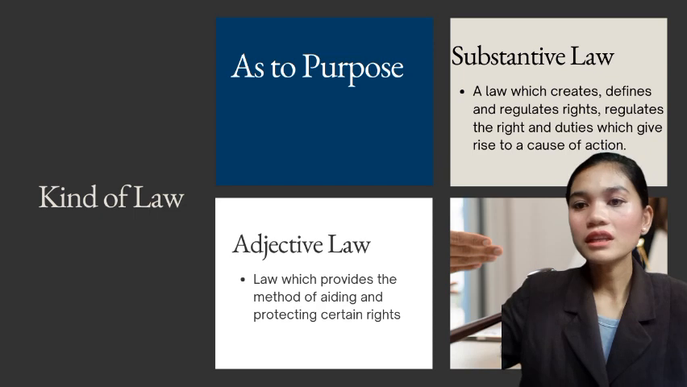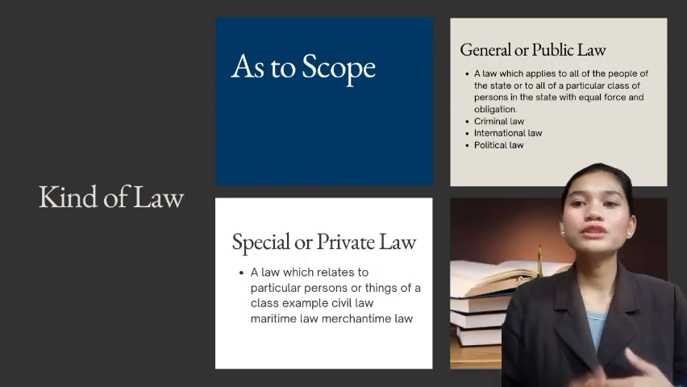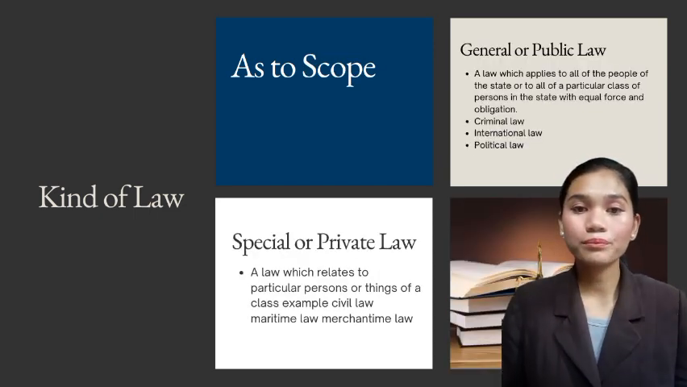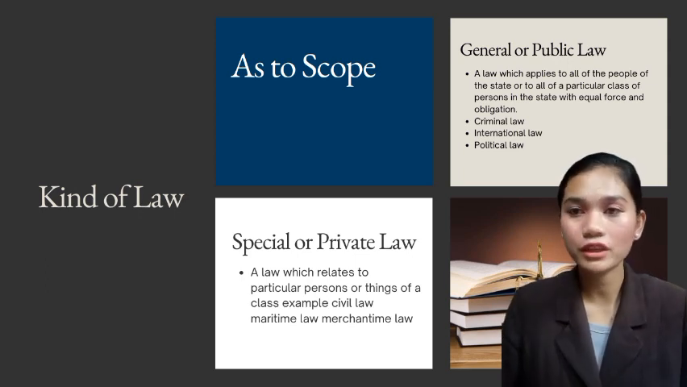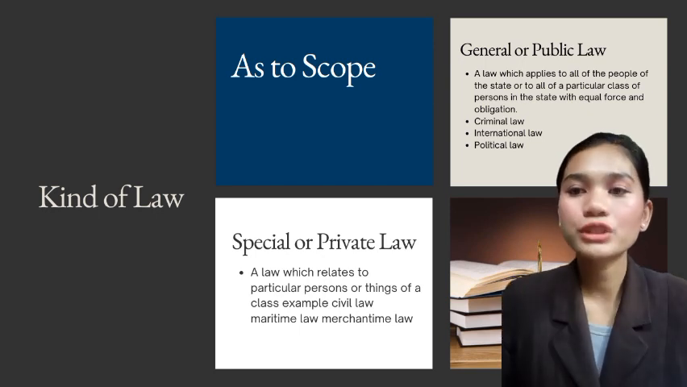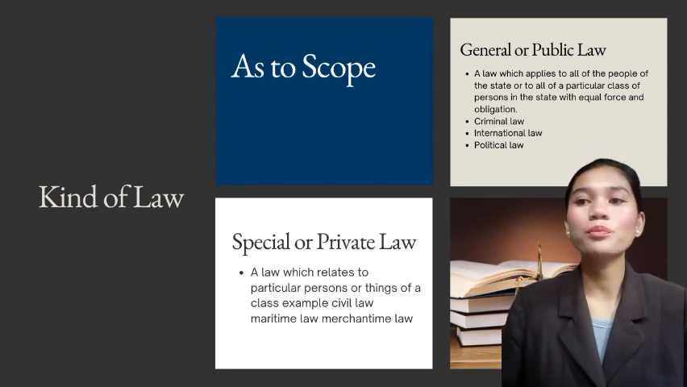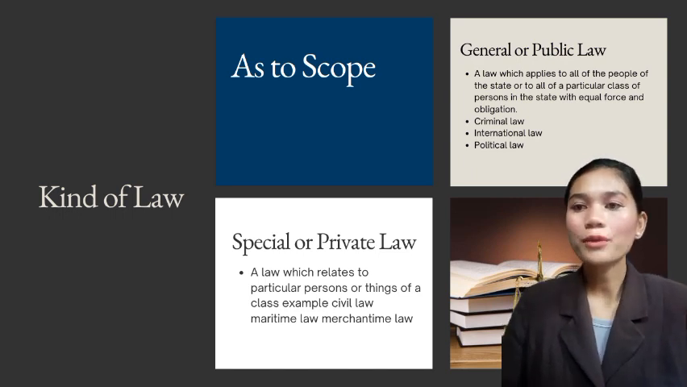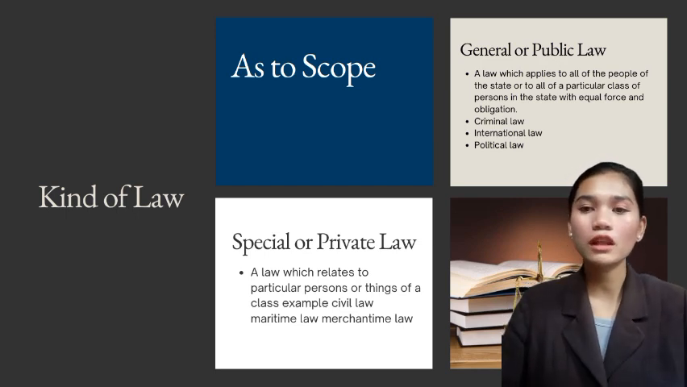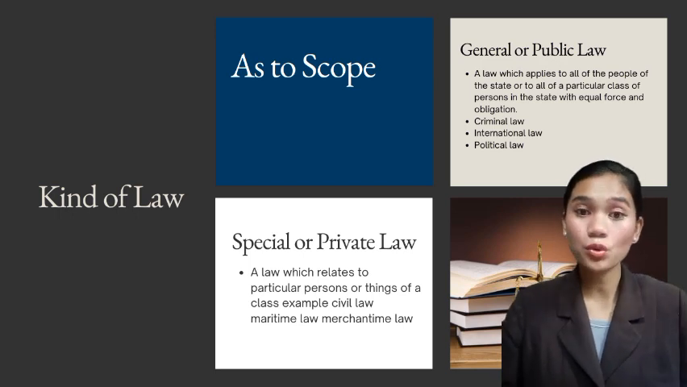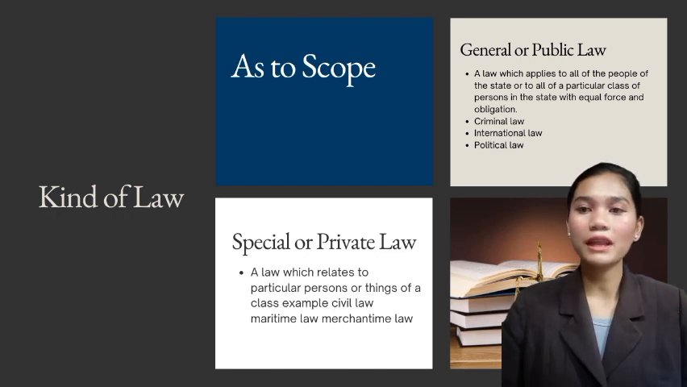Then let's go to the scope. It has two categories, the general or public law and the special or private law. First, we have the general or public law. This law applies to all people of the state or to all of a particular class or person in the state with equal force and obligation. For example, criminal law, international law, then political law. It applies to all of humanity. Rich or poor, it applies.